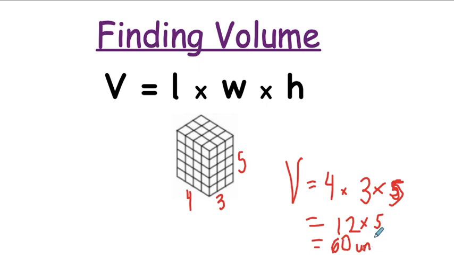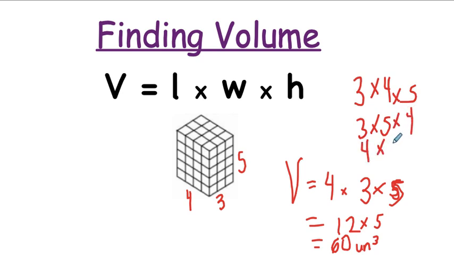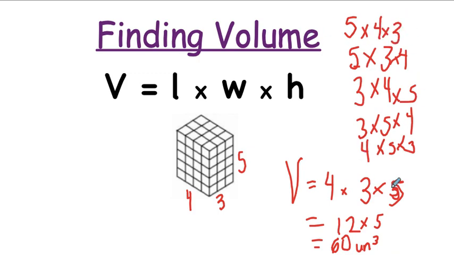because we don't know what it's called, or we can call it unit or cubic units, however you would like to write that, either units cubed or cubic units. Now, the order of these 3 numbers being multiplied doesn't matter. You will still get the same answer. You could have done 3 times 4 times 5, 3 times 5 times 4, 4 times 5 times 3, 5 times 3 times 4, and 5 times 4 times 3. It doesn't matter which order you do them in, you will still get the same product because of the commutative property of multiplication.